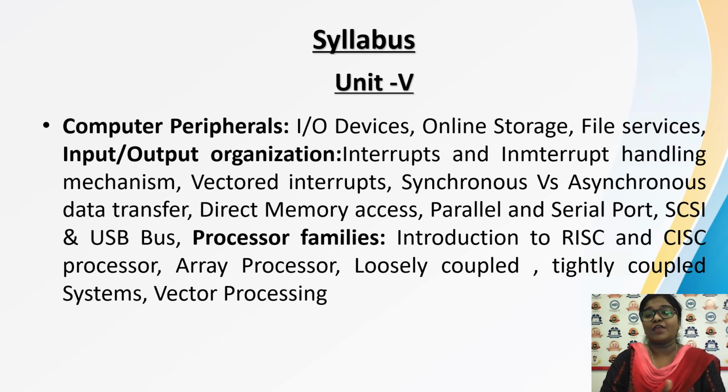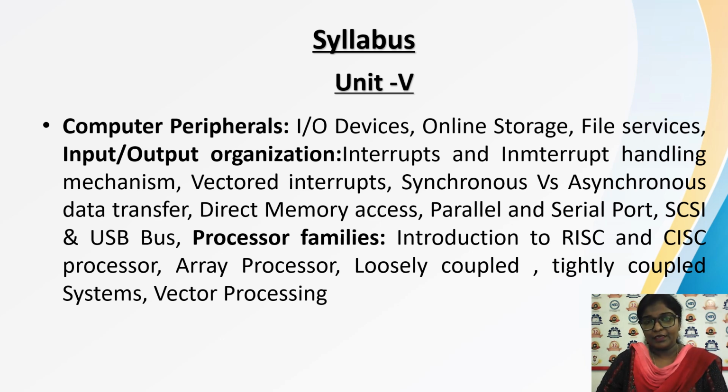So whenever any IO device wants to access the CPU resources, it has to interrupt the system. So here we will see the various types of interrupt mechanism. And then if any device wants to communicate directly with the memory, then direct memory access will be there. Then we'll see synchronous and asynchronous data transfer. Then we'll see the higher versions of processors, that is RISC and CISC processors, array processor, loosely coupled, tightly coupled systems, vector processing.